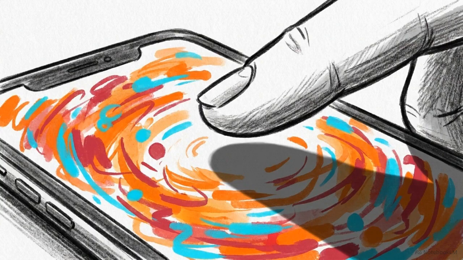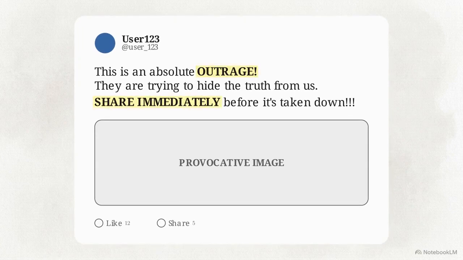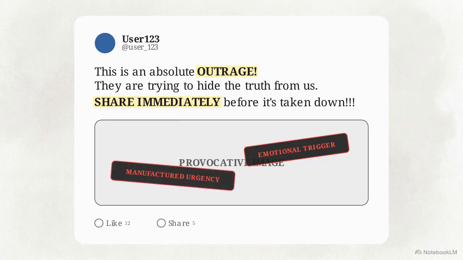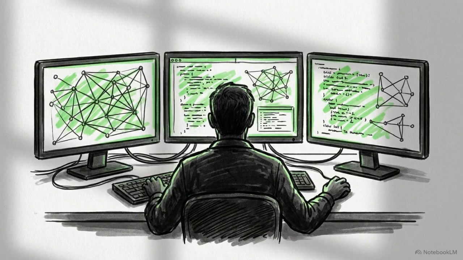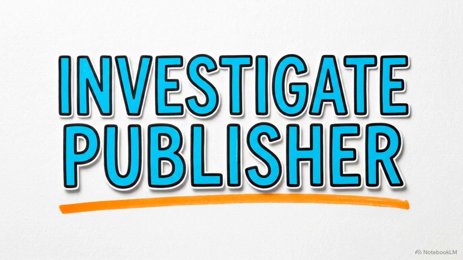Pause. When a piece of media creates intense anger, fear, or excitement, your first defense is doing nothing. Look closely at the language in the post. Phrases like "outrage" and "share immediately" are specifically chosen to bypass your critical thinking and trigger a fast emotional reaction. Online scammers and political manipulators rely on this manufactured urgency. If they can make you feel panicked or outraged, you are less likely to stop and verify their claims. Once you've paused, it's time for step 2.